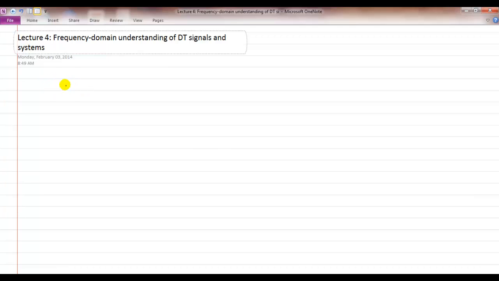In discrete time signals and systems, we understand that the input-output relation is given by, if you have a system with input x[n] and output y[n], then y[n] is simply x[n] convolved with the impulse response h[n]. But we again ask ourselves the same question: we understand the time domain operation of discrete time signals and systems. Is there a similar frequency domain interpretation, like the one we studied for continuous time?